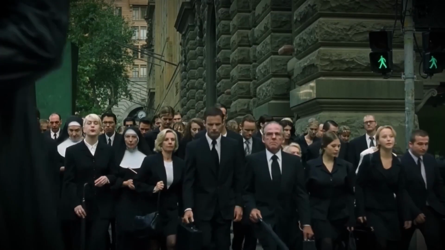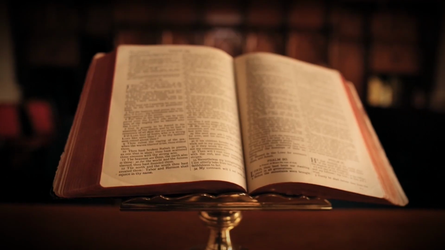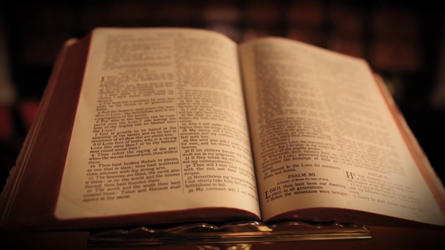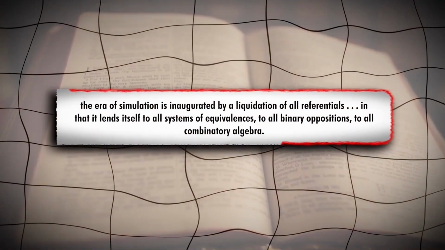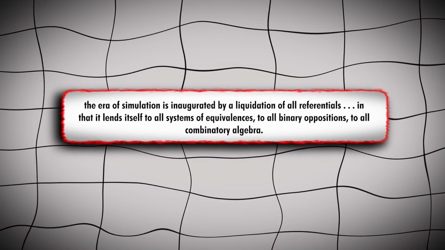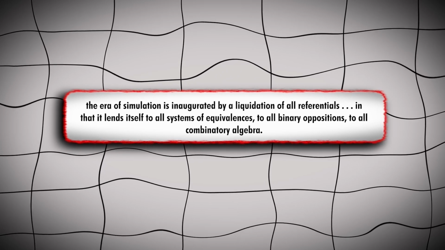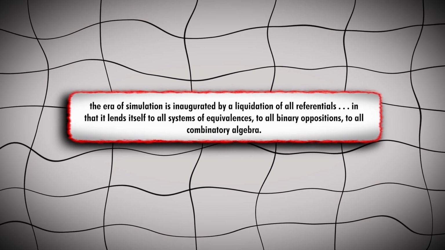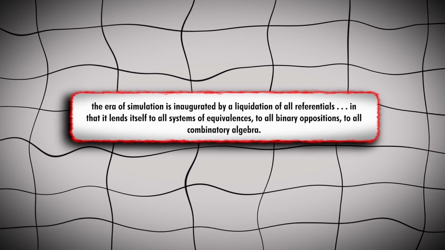They obviously had a deep respect for this book, so what's going on inside its pages? Well, I dove into it, and I have to say it was a very tough read. Here's a random passage: "The era of simulation is inaugurated by a liquidation of all referentials, and that it lends itself to all systems of equivalences, to all binary oppositions, to all combinatory algebra." What the f does that mean?